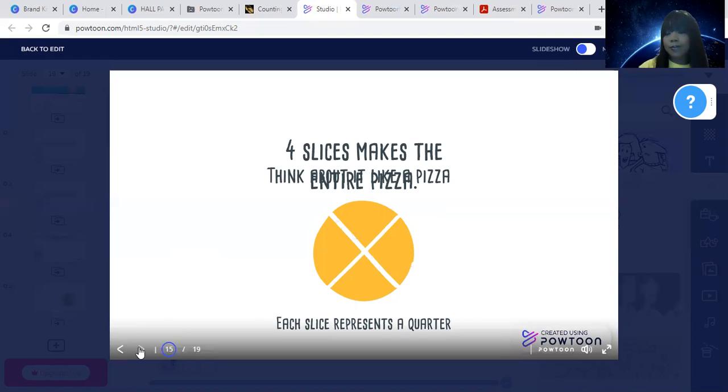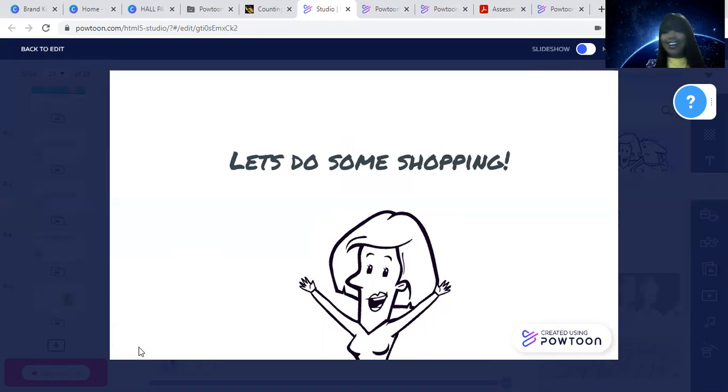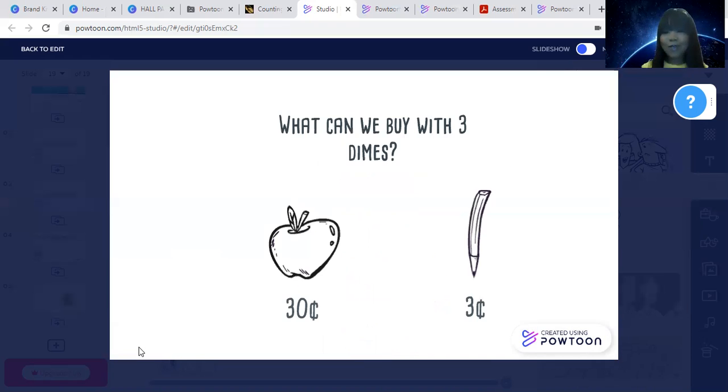So now we got some money. Let's do some shopping. Okay, we're doing some shopping. I love to shop. So what can we buy with 3 dimes? So 3 dimes is what? 10, 20, 30 cents. So based off of an apple or a pencil, what can we buy? An apple. Yes. Awesome job.